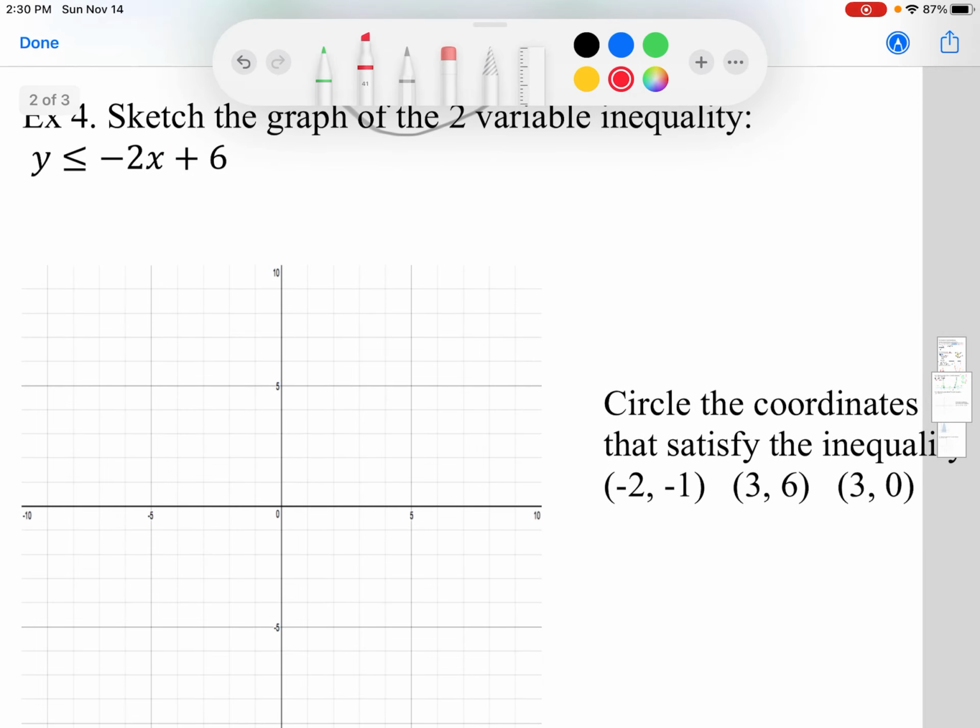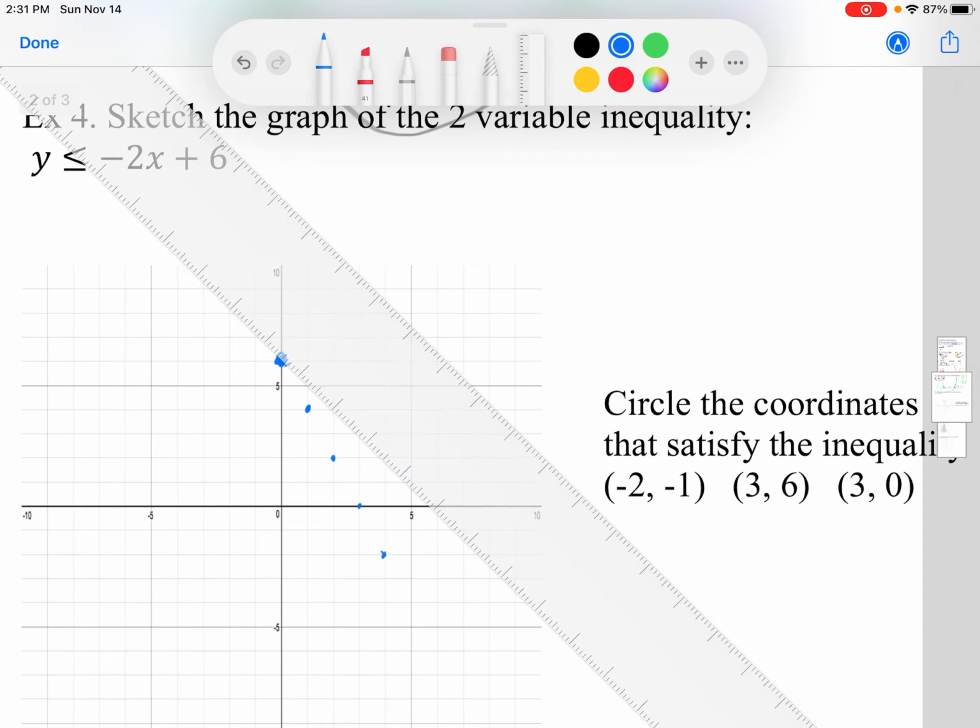So the first thing I'm going to do is sketch this graph. I'm going to draw the graph of this inequality, of the equation. Since it's equal to, I can draw a straight line. I know that this is going to have a y-intercept of 6, so I'm going to draw my y-intercept in. I'm going to have a slope of -2, so I'm going to go over 1, down 2. I'm just going to draw that pattern in.